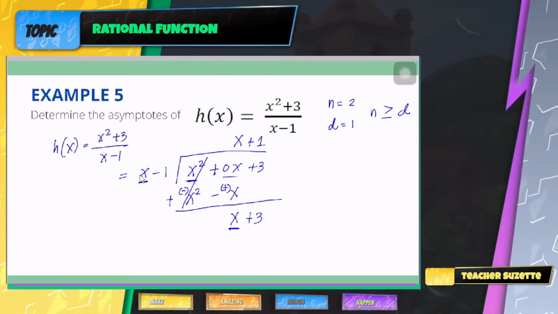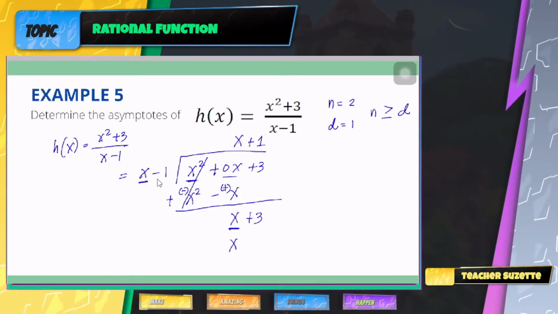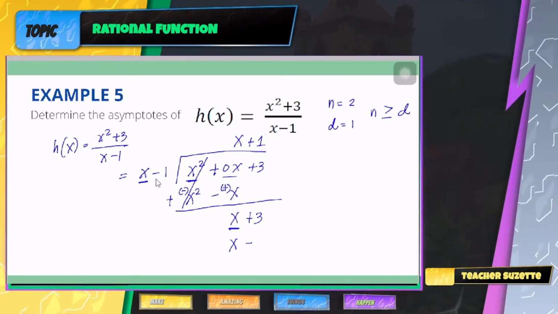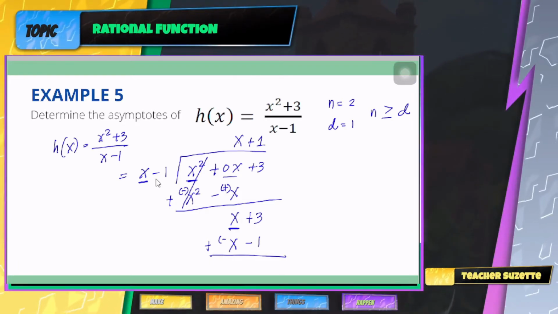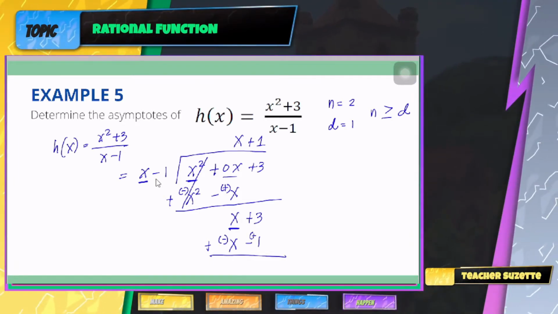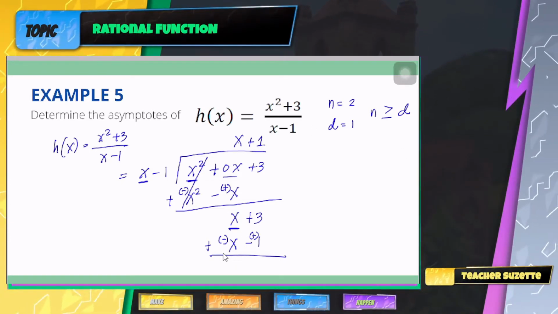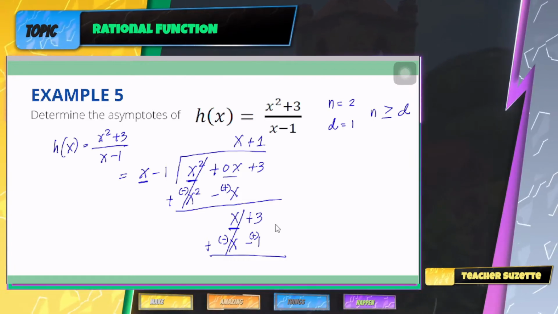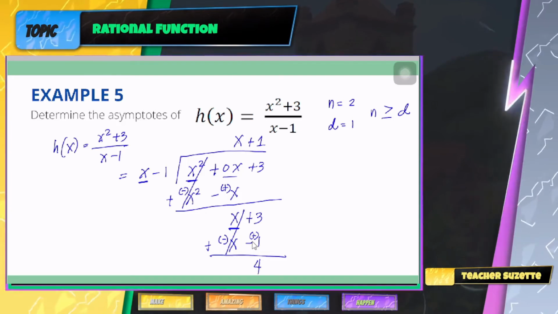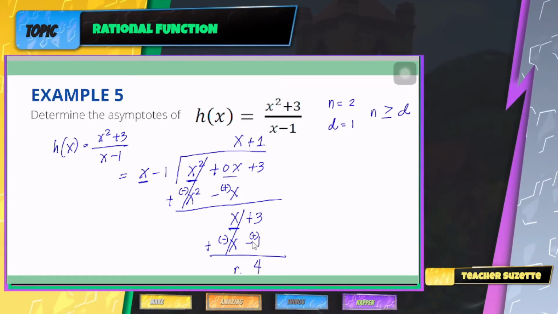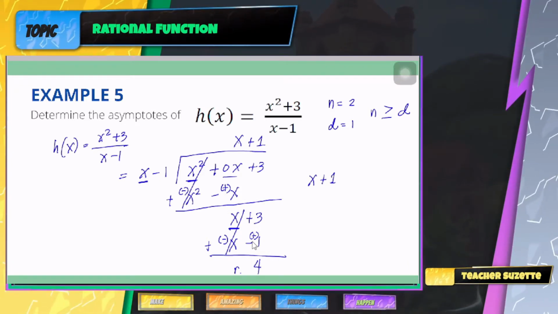So, positive 1 times x, positive x. Then, positive 1 times negative 1, we have negative 1. Then, we combine and change sign. We change sign, this becomes negative. Then, this becomes positive. So, when we combine x plus negative x, it cancels out. Then, what remains here is 3 plus 1. So, we have 4 as our remainder. Therefore, our quotient is x plus 1.